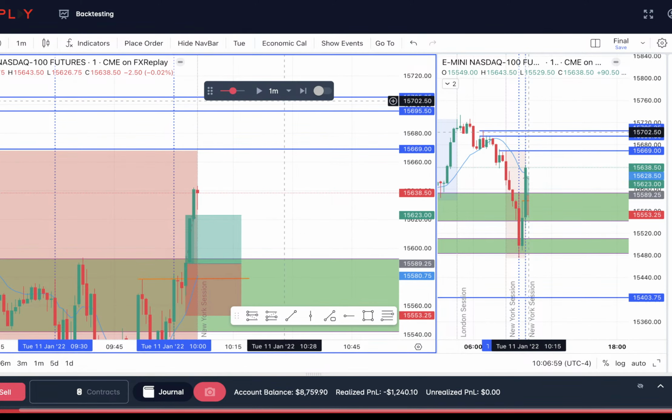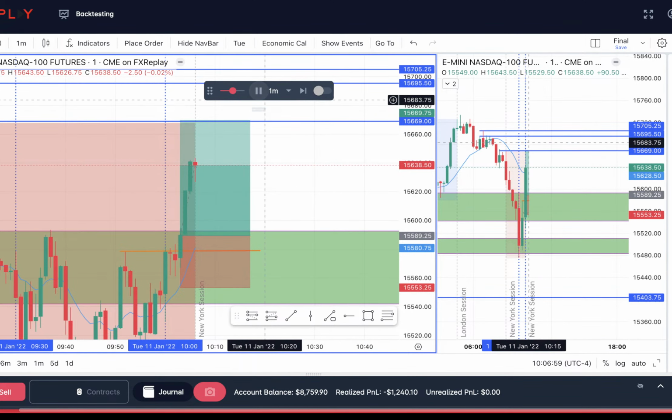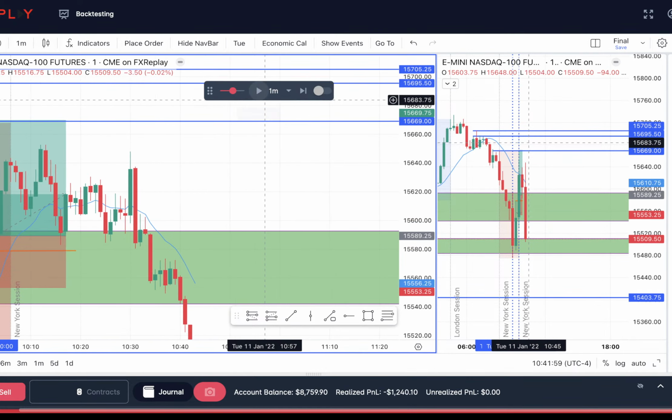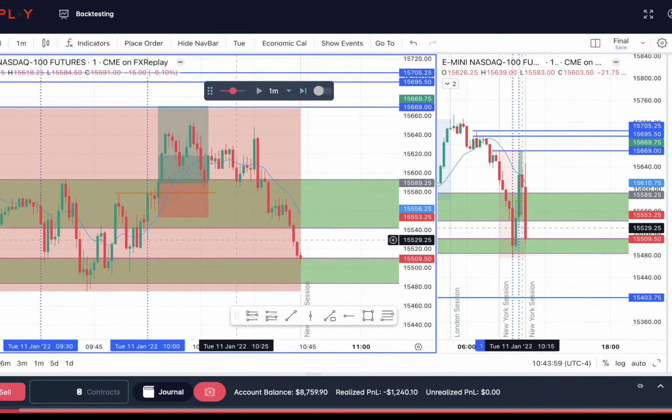So we'll take it to this one for a 1 to 2. Let's see if it goes or we get stopped out, which can happen. And we did. So it's just a losing day all around for this day.